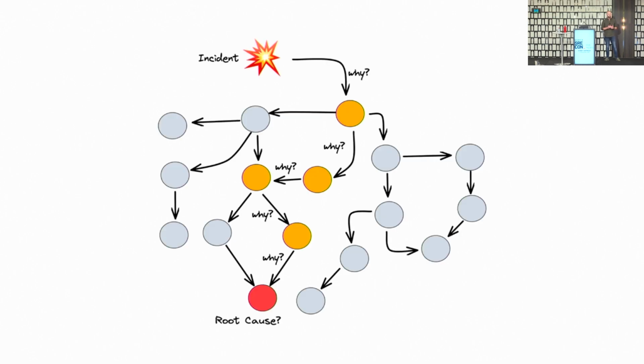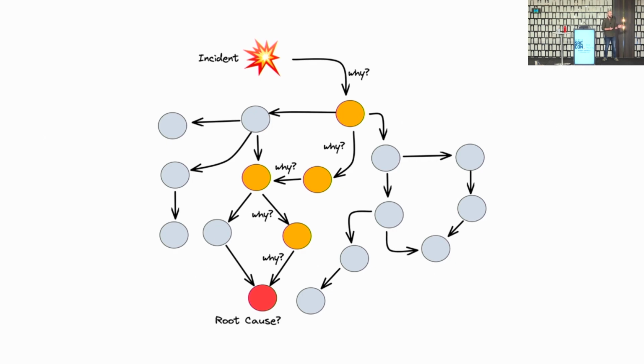Another problem with the 5 whys is that it's unreliable. And I mean this in the traditional sense of reliability, that you can repeat a process over and over and get the same result. But with the 5 whys, every time we do it, or if we do it with 2 different teams, or even with the same team on 2 different days, you might end up with a different result.